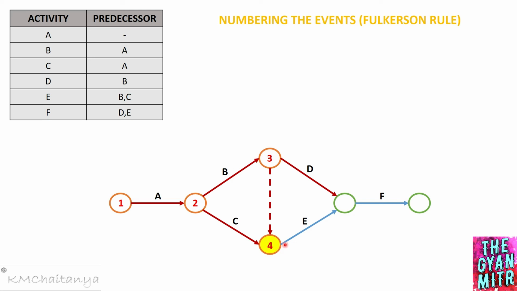From this I have only one outgoing activity, which is activity E. I'll be tracing it. Now if I look at this event, both the incoming activities have been traced. So I'll be numbering this as event number 5, and from here I have only one activity emerging, and this I'll be numbering as the last event. So this would be the final AOA network diagram.